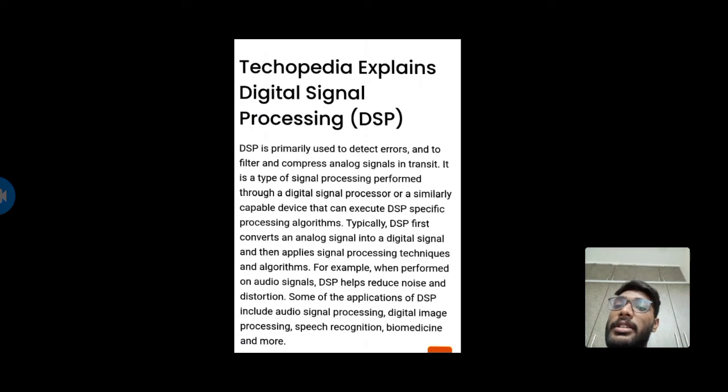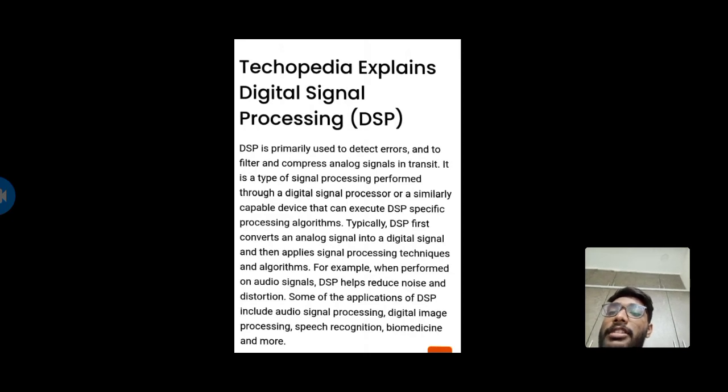Techopedia explains digital signal processing (DSP). DSP is primarily used to detect errors and to filter and compress analog signals in transit. It is a type of signal processing performed through a digital signal processor or similarly capable device that can execute DSP specific processing algorithms.